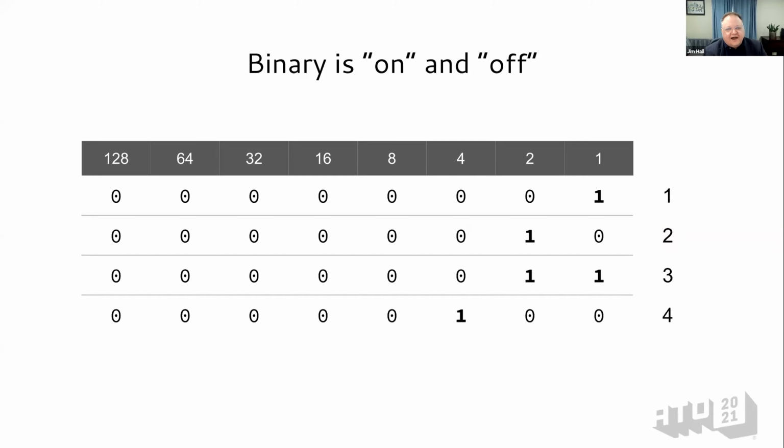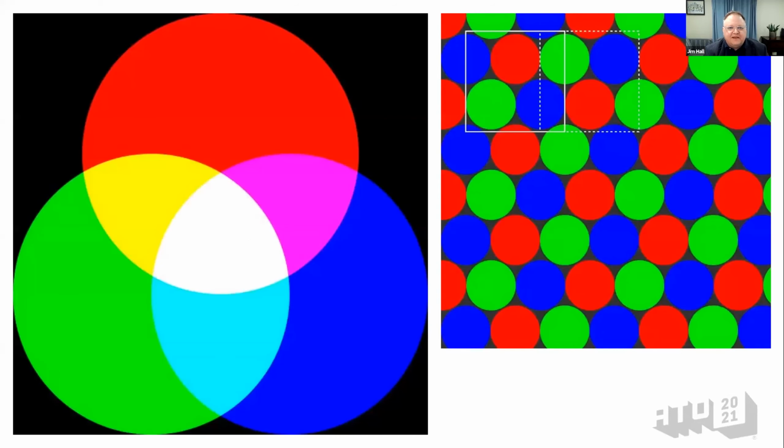Why is this on and off, this binary, important with color? Because you can represent color, at least in light, through 3 primary colors: red, green, and blue. If I only have red lit up, then I'm going to get red. But if I have all 3 of them lit up, red, green, and blue, I actually get white. And of course, if I have none of them lit up, I get black.